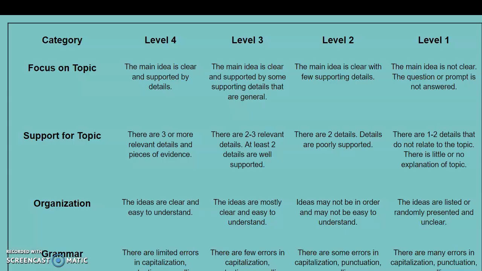The next thing we see is the actual rubric that was used to grade the pre-test and the post-test. There were 4 categories, and those categories were focus on topic, support for topic, organization, and grammar. They were also leveled level 1, 2, 3, and 4, with 4 being the highest. On that rubric, the highest score you could have made was a 16.